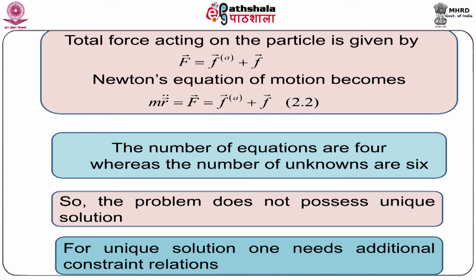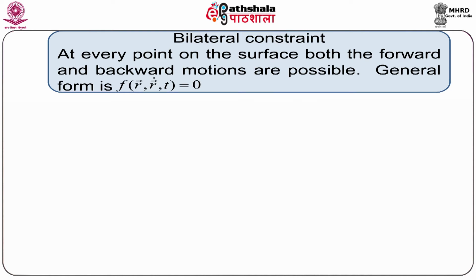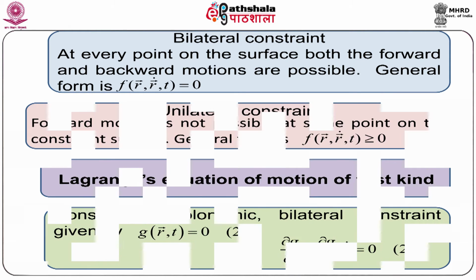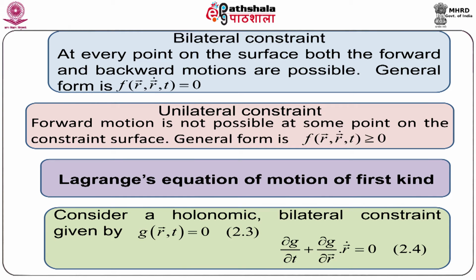For a unique solution, we have to provide some additional constraint relations. The main problem of dynamics is to obtain the constraint forces or to eliminate them from the given relation. In these cases, we have to know all the necessary conditions required for this. This leads to obtaining Lagrange's equation of motion of first kind. To obtain it, let us discuss 2 types of constraint. One is bilateral constraint and another is unilateral constraint. First of all, consider the bilateral constraint.